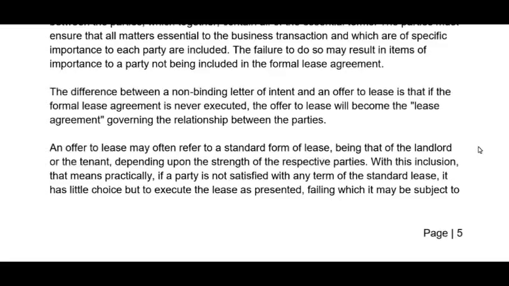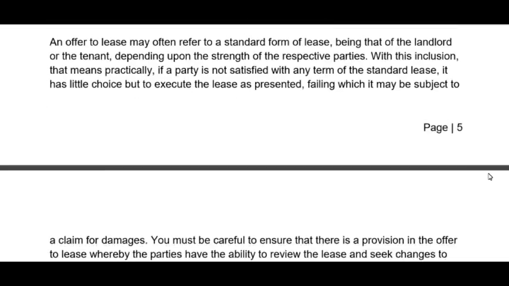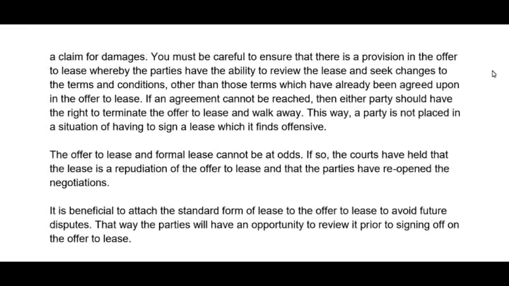With this inclusion, that means practically, if a party is not satisfied with any term of the standard lease, it has little choice but to execute the lease as presented, failing which it may be subject to a claim for damages. You must be careful to ensure that there is a provision in the offer to lease whereby the parties have the ability to review the lease and seek changes to the terms and conditions other than those terms which have already been agreed upon in the offer to lease.